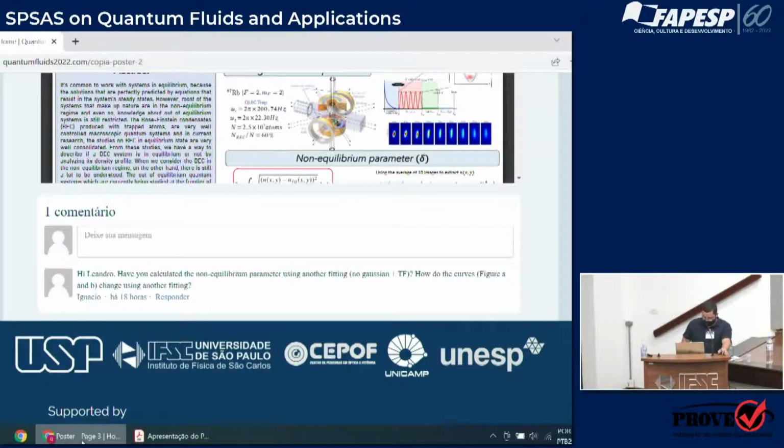And the last question is, how do the curves change using another fitting? So I think the delta parameter compares how much we are far from equilibrium, and then using another fit, I expect that the delta decreases because we are comparing with another fit, and I think that's it.